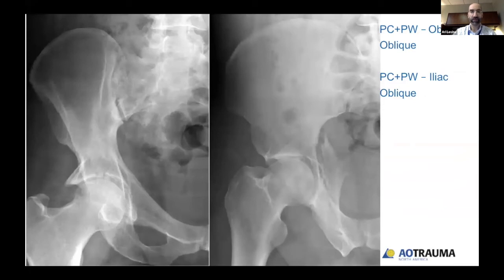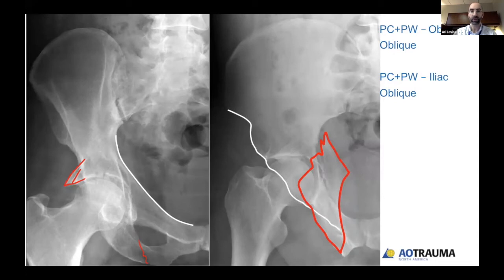On the left, we have the obturator oblique view, which nicely highlights the integrity of the anterior column. It highlights the posterior wall of the acetabulum that's fractured, and we can see the ischial exit point. On the iliac oblique, we can see the large posterior column fragment and its exit point at the sciatic buttress. Also, we can see the continuity of the anterior rim to the whole anterior portion of the acetabulum. And hiding behind here, we can see the posterior wall fragment.